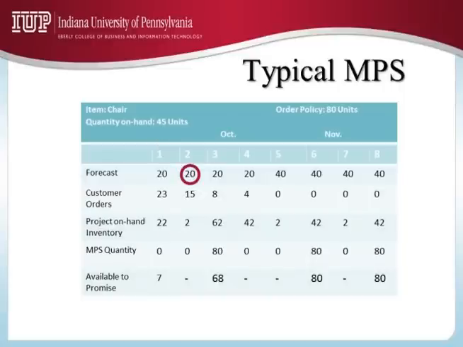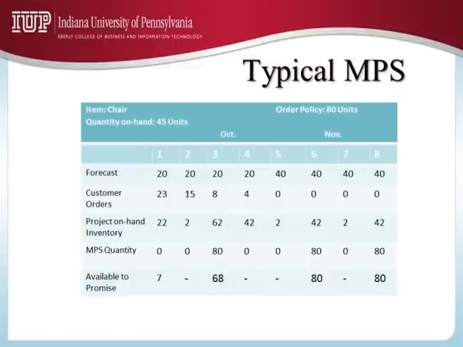22 minus 20 is 2. The MPS quantity is the actual production. This is an output which will go to production. So the MPS quantity is 0 in these 2 weeks because you have positive inventory. You have more than what you need. You had 45 more than 23. In this case you have 22 more than 20. So you ended up with 2 even without producing anything.